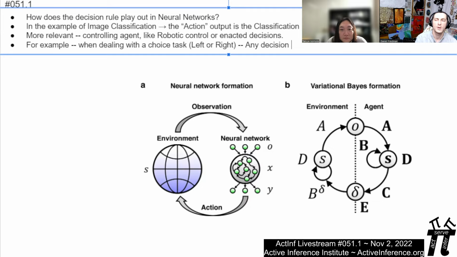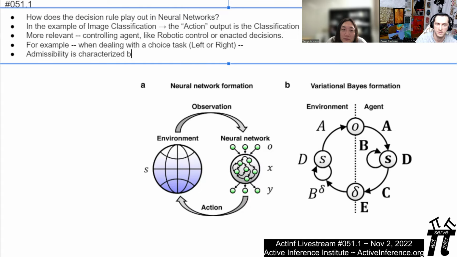So what would be an example of an inadmissible or admissible strategy in a decision-making task? Admissibility is usually characterized by a loss function or risk function. Here, inadmissibility indicates that there is another decision rule which is at least one point better than the former decision rule. So simply speaking, inadmissibility indicates that the decision rule is not good, relatively.